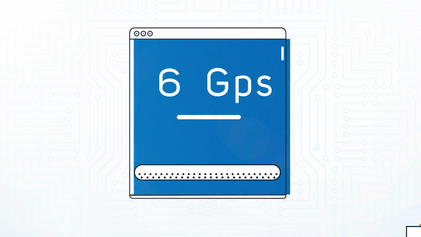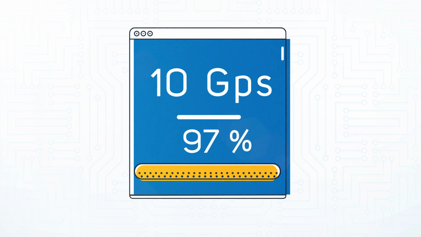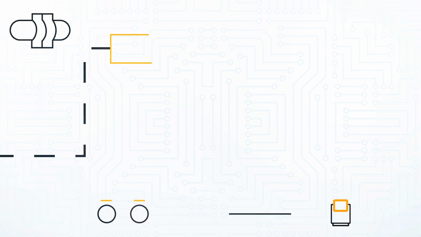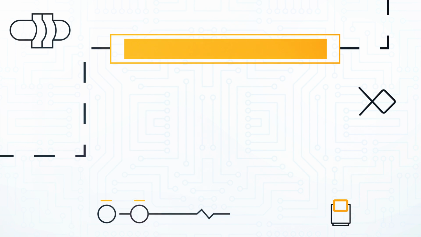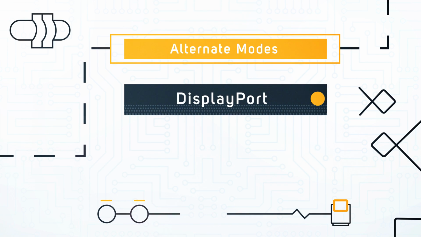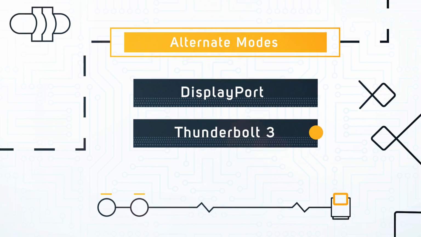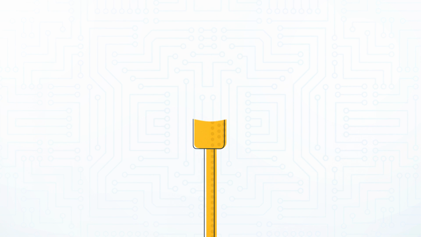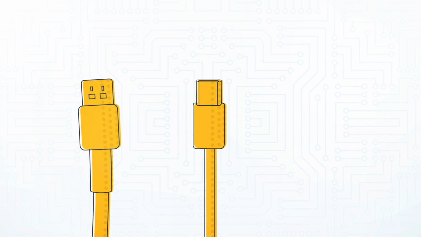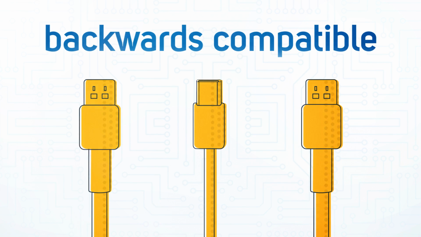USB-C supports up to 10 gigabits per second data transfer speeds and scalable power delivery. It also supports USB-C alternate modes, which enable a USB-C cable to carry DisplayPort and Thunderbolt 3. Although the USB-C connector is very different than previous connectors, it's backward compatible with your USB 3.0 and 2.0 peripherals using the appropriate port adapters.